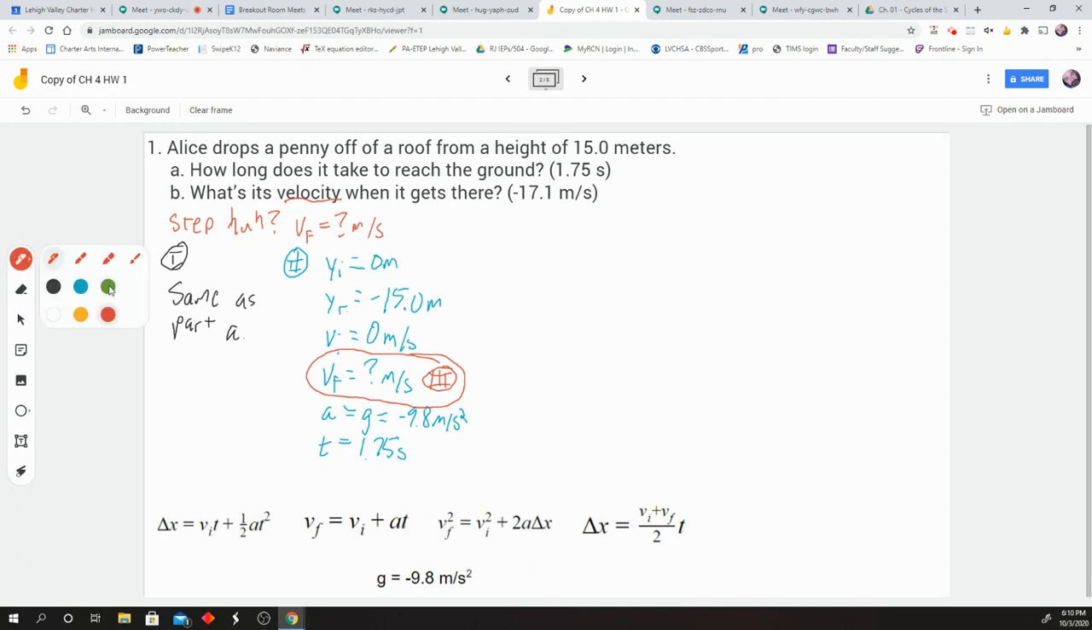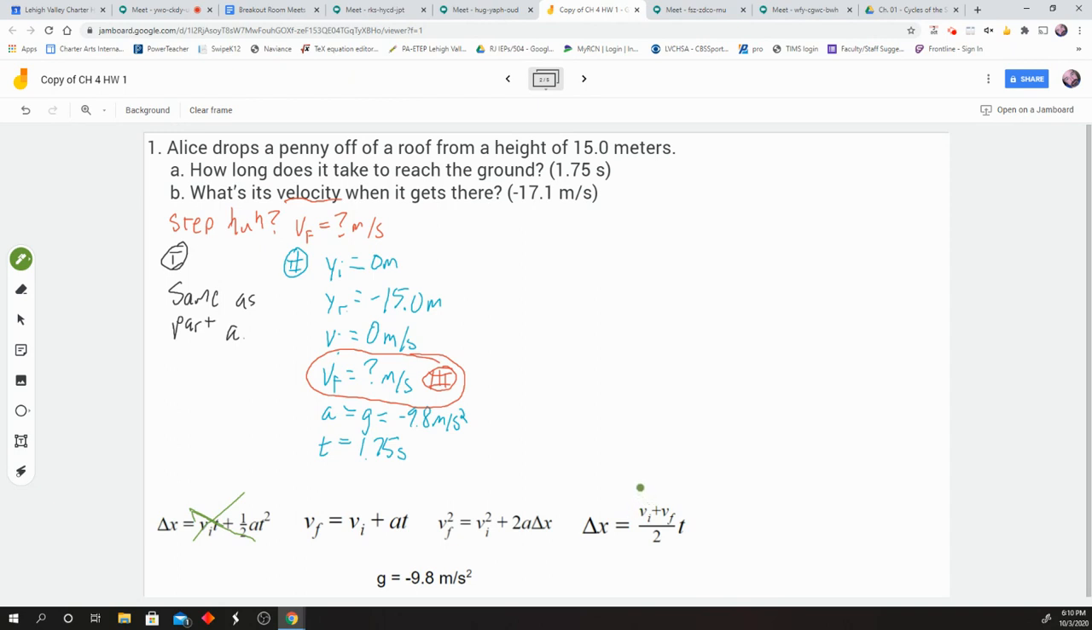On to step 4. Step 4, we have to pick an equation. And again, your two conditions are it has to have the thing you're looking for, so it has to have a V final in it. The first equation, no V final, so it can't be that. Second equation has V final. Third equation has V final. Fourth equation has V final. So at this point, all of these are going to work.